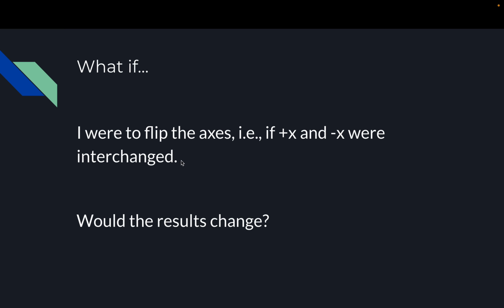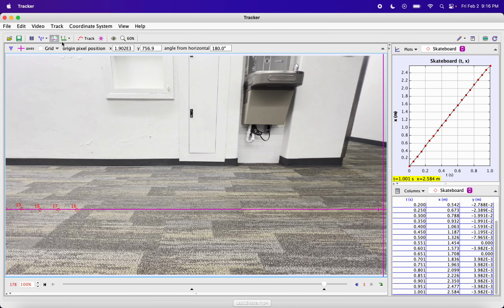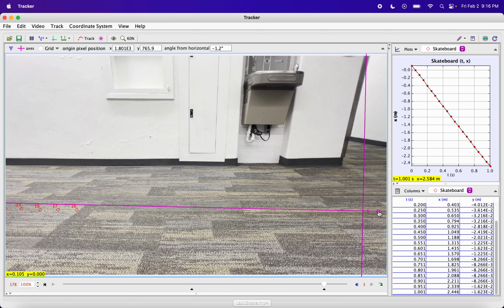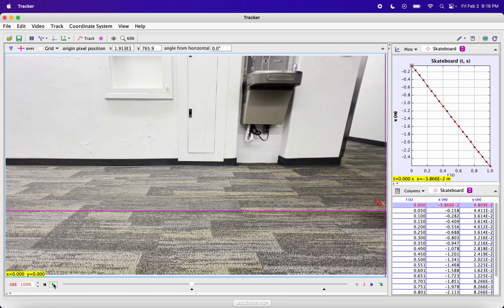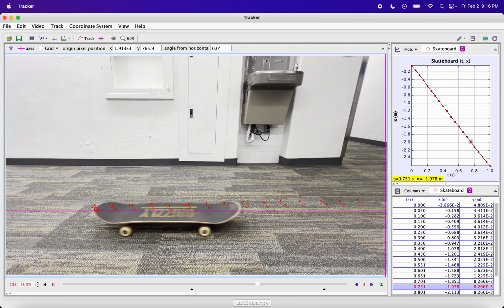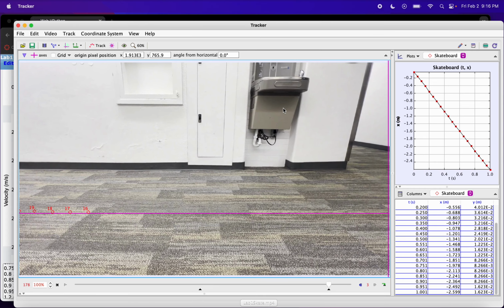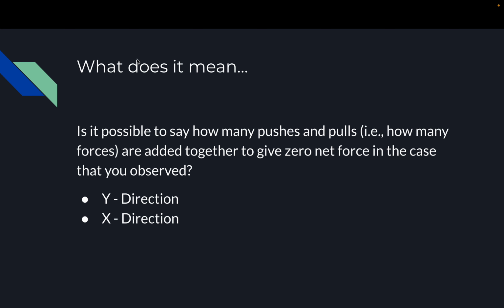Something we can ask is, what if I were to flip the axes and the positive x direction was interchanged with the negative x direction? So we could see that if I pull up this coordinate axis, I set the left being x positive because my skateboard is moving to the left, but if we change that really fast, we can see that it's the same plot, it's just going down. So that's pretty obvious because instead of starting from 0 and going positive, it's starting from 0 and going in the negative direction. So the results are the same, they're just flipped.